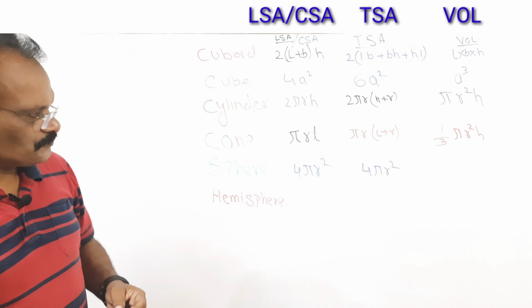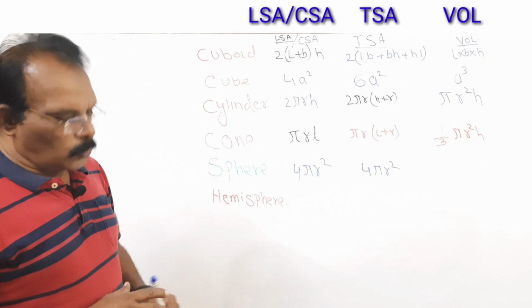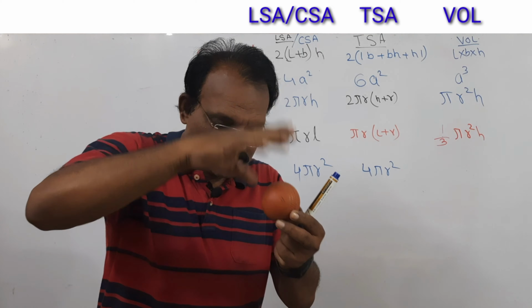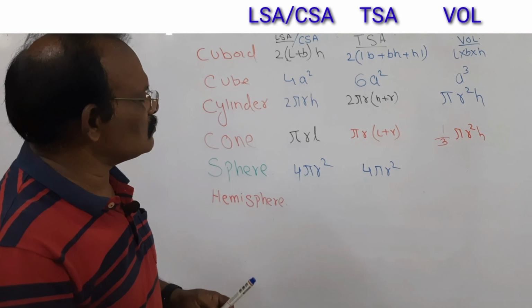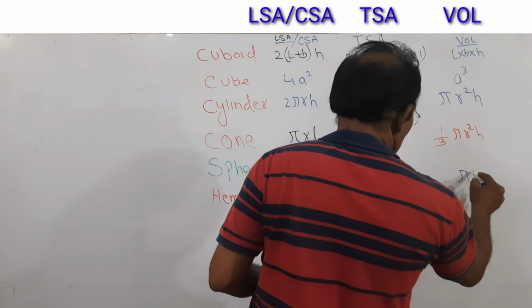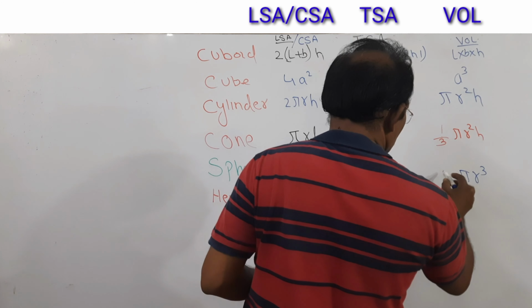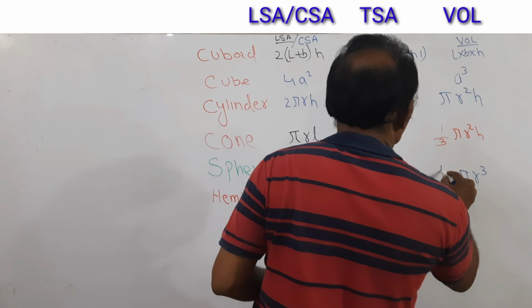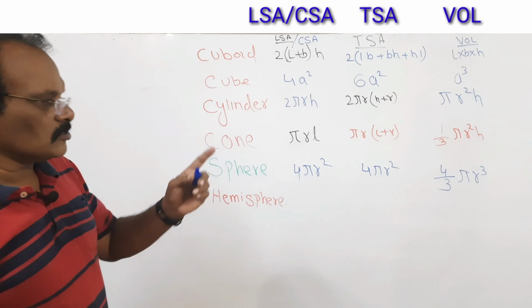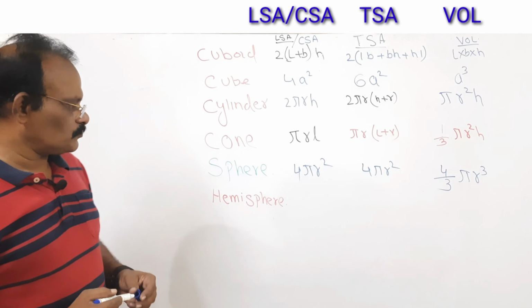Now volume. Volume means how much inside space. Now what is the volume? Now since it is a circle, we will write pi r cube, but here it is 4/3. 4/3 pi r cube is the volume.